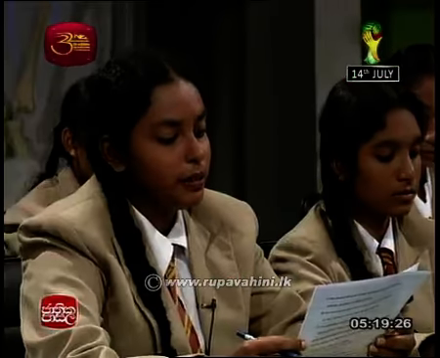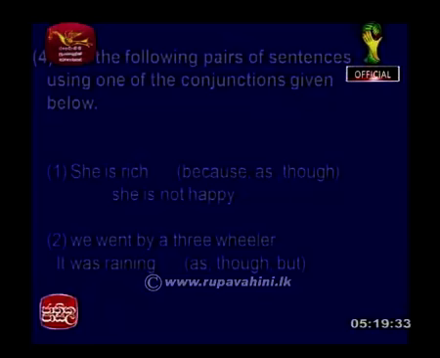Yes, Madhushani, will you try the first question? Yes, ma'am. The answer is, though she is rich, she is not happy. Yes, very correct. Though she is rich, she is not happy. Let's move on to the second one. We went by a 3-wheeler. It was raining. We went by a 3-wheeler. 2 ideas we need to join together with the use of a conjunction. Let's see. As, though, but.